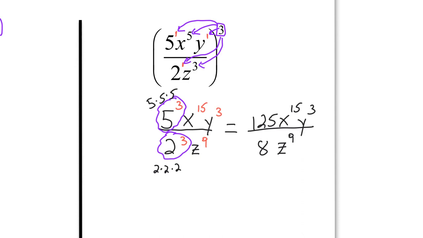Now look at the bases, x, y, and z. Those are not the same variable. They're not the same base. So you cannot subtract the exponents. Over here, 125 over 8, you cannot simplify. And you got the answer. So all of this here is the answer.